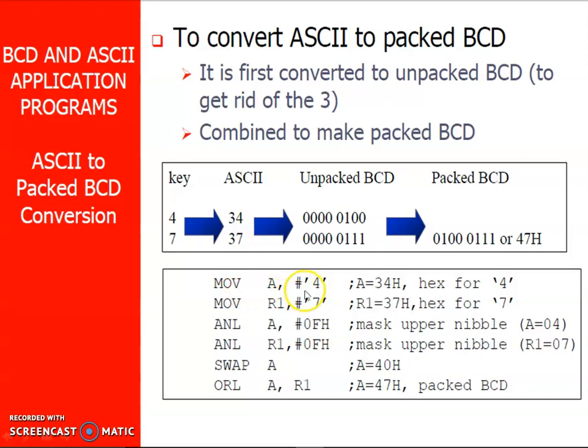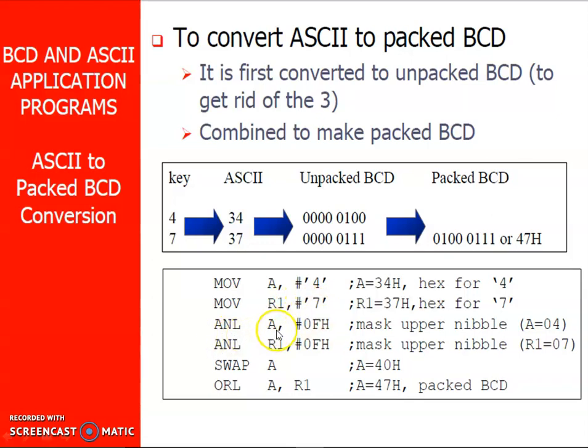MOV A, #'4' within single inverted quotes. Whenever we write a number like this, its ASCII value will be considered. So here when we write 4 within single quote, its ASCII value 34H will be moved to A. Similarly 37H will be moved into R1, which is the ASCII value of 7.